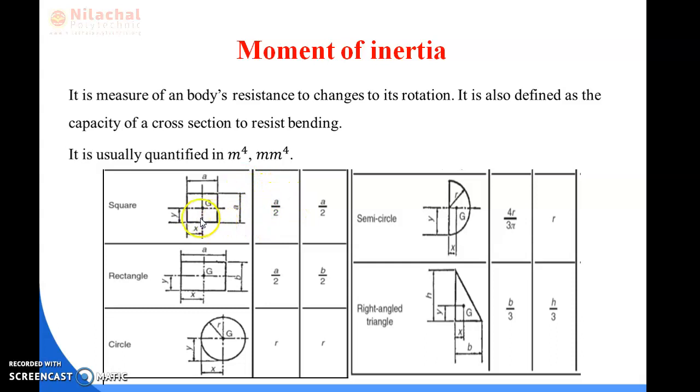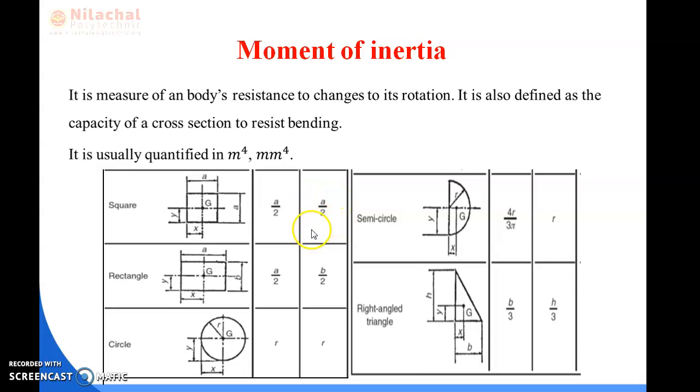And in the y-axis also, as it is a symmetrical section, as I said before, the side of the square section is divided in half. So here also, half of A is your CG value.